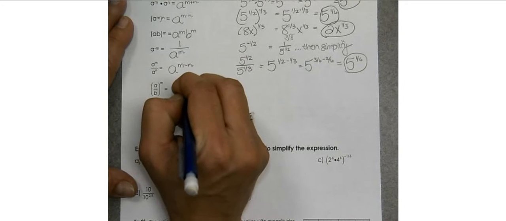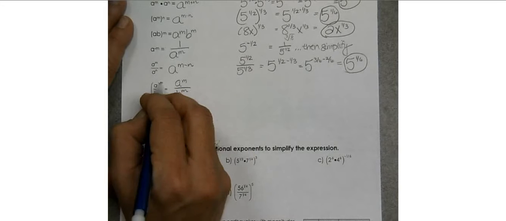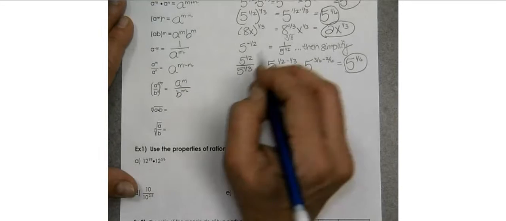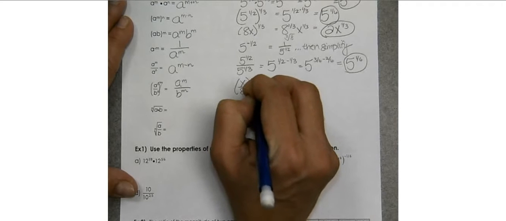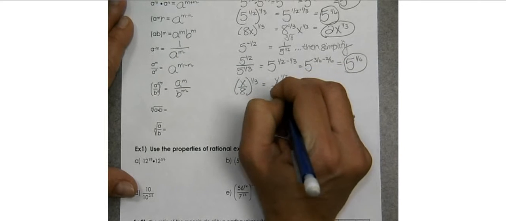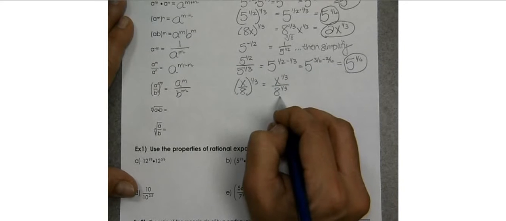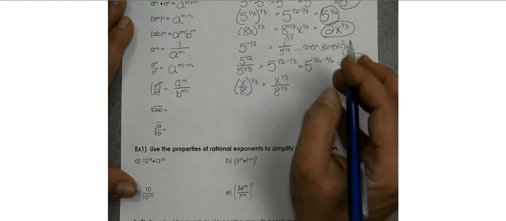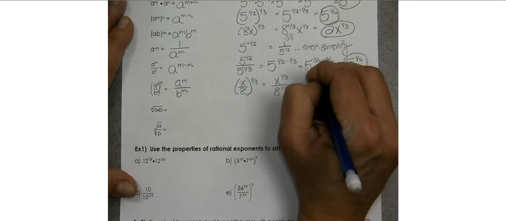If we have the power of a quotient, again, we apply the exponent to both the numerator and denominator. So if we had x over 8 to the 1/3, then that's like saying x to the 1/3 over 8 to the 1/3. Again, remember 8 to the 1/3 is like the cube root of 8, which is 2. So we would have x to the 1/3 over 2.